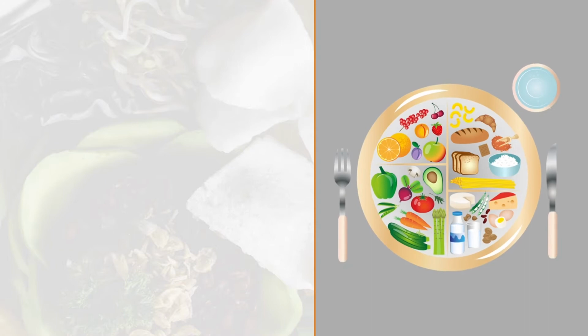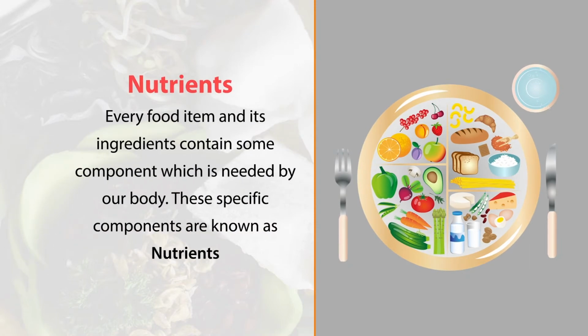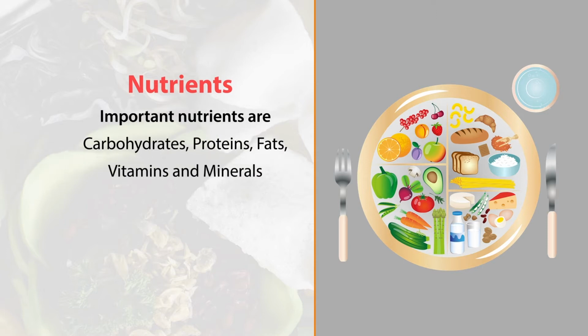Let us take the example of nutrients. What nutrients are. Technically, what is the definition of a nutrient? Every food item and its ingredients contain some component which is needed by our body. And the specific components which are needed by our body are called nutrients. We all know that nutrients are carbohydrates, proteins, fats, vitamins and minerals.